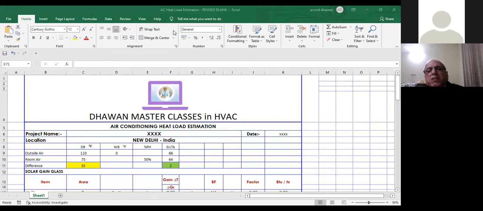Somebody is asking for the formula. All these formulas are in the course material itself. Referring to part number so and so, you'll find the formulas there, and the complete derivation is there.